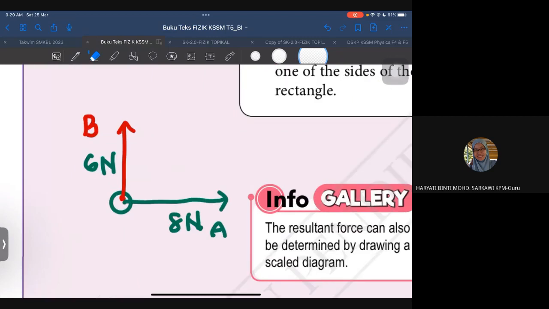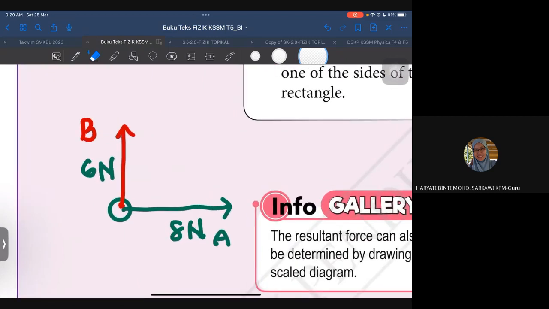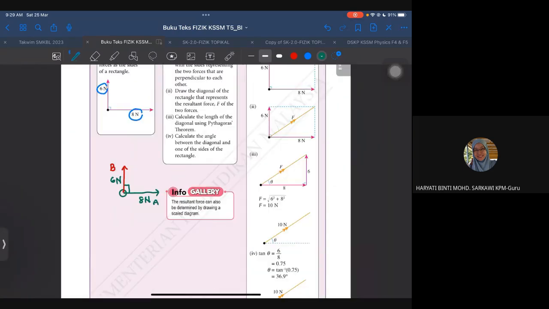Now if two forces act on the ball at the same time but in different directions, which now is 90 degrees, and the magnitudes are also not the same, can you guess which direction the ball will move? And how hard will the ball move? What I mean is, how much is the force acting on the ball? So you need to determine the resultant force. But this one needs a bit of calculation.